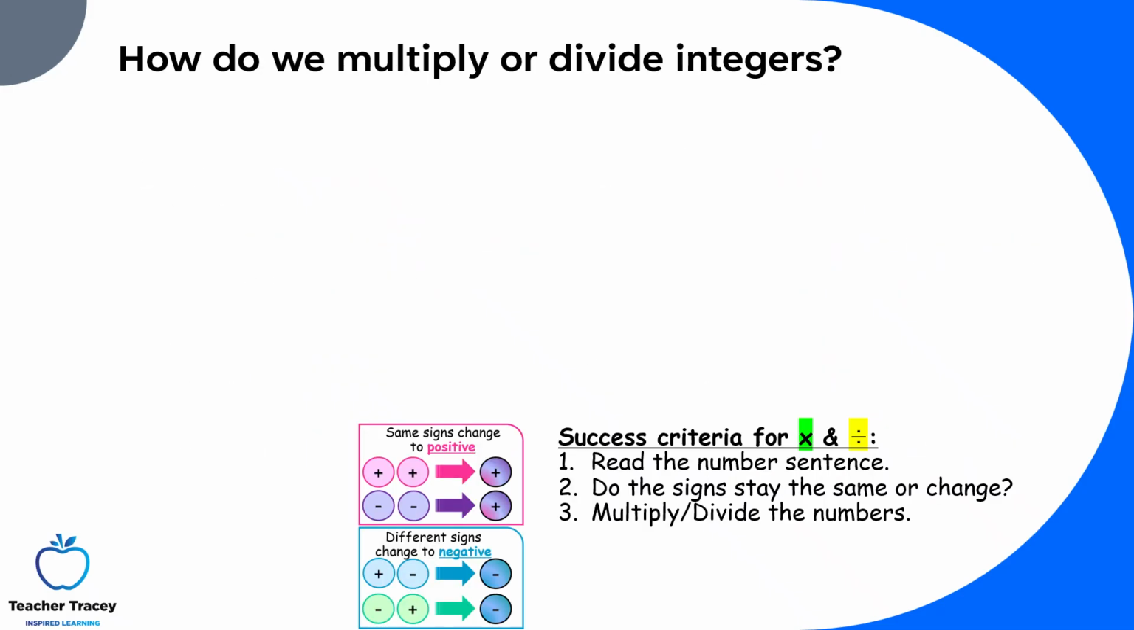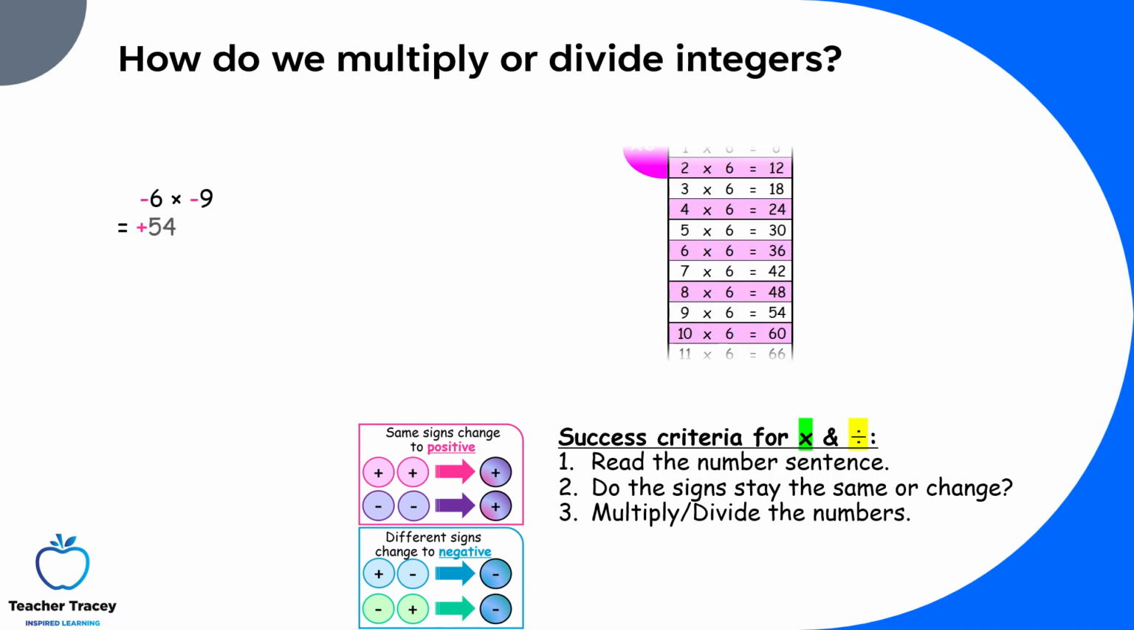When it comes to multiplying and dividing integers, the success criteria changes and becomes simpler. We still use the same rules about signs though. The difference is we now look at the signs right next to each integer. So for example, minus 6 times minus 9, the signs are the same, so the answer will be positive. 6 times 9 is 54.